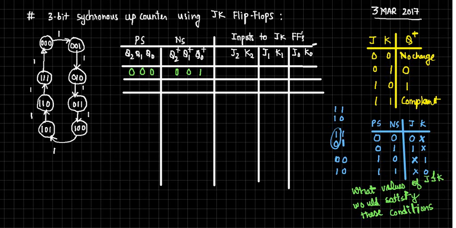First you tell me. There are 3 bits which have to be saved, right? 3 bits. So the number of flip-flops will be the number of bits, right? So 3 flip-flops are required.